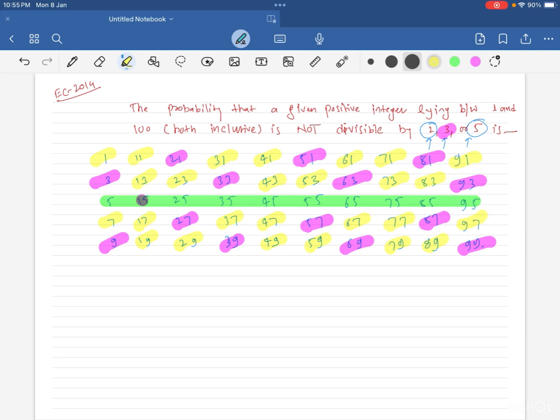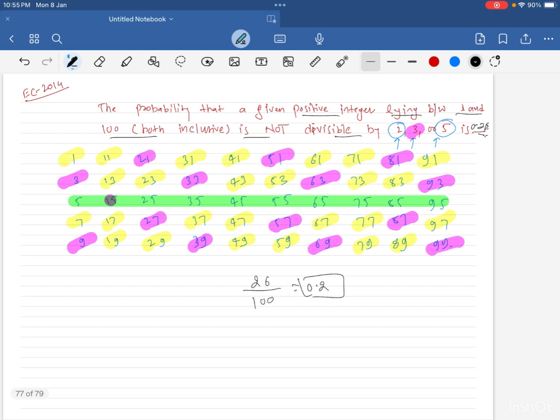So the probability that the given positive integer lying between 1 and 100 is not divisible by this would be 26 divided by 100. So 0.26 is the correct answer. Okay, finally, now let's move to the next question.